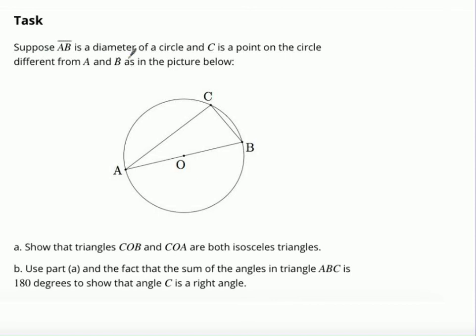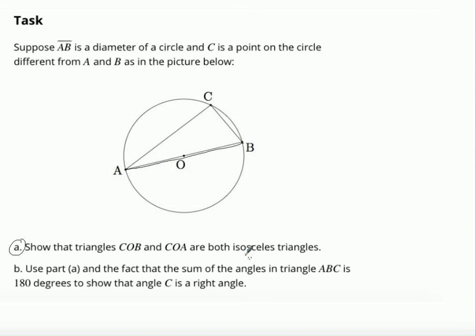Suppose AB is the diameter of a circle and C is a point on the circle, and C is different from A and B, as in the picture below. So they're saying that this line is the diameter. Then we have points A, B, and C, and these points are on the circle. Now, part A, we have to show that triangles COB and COA are both isosceles triangles.